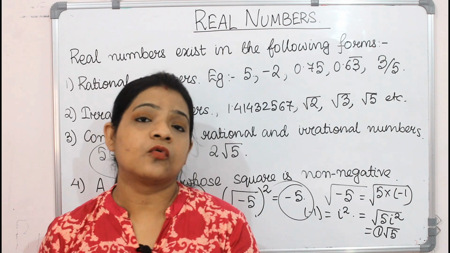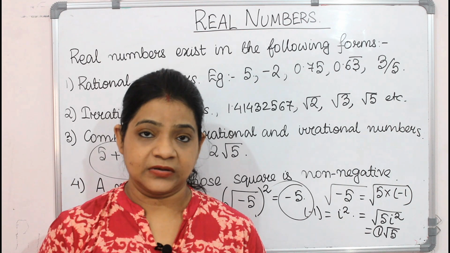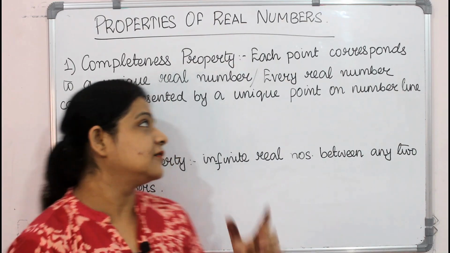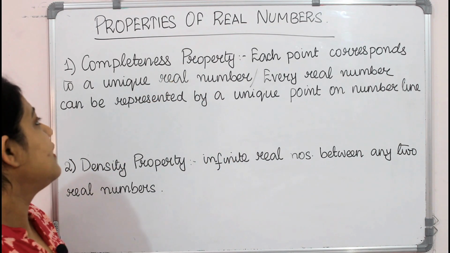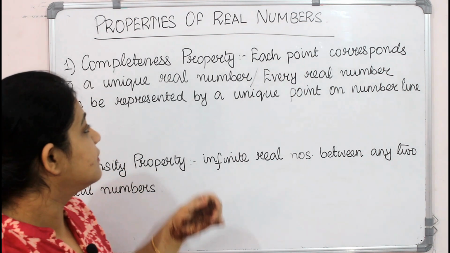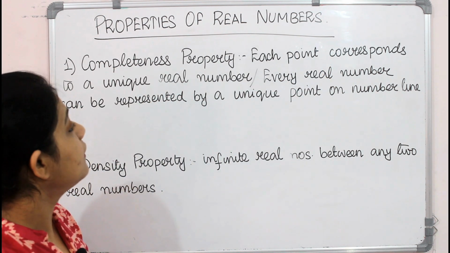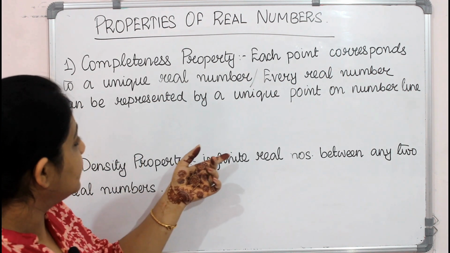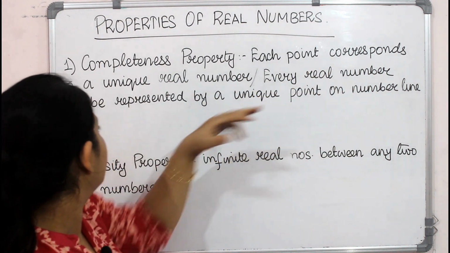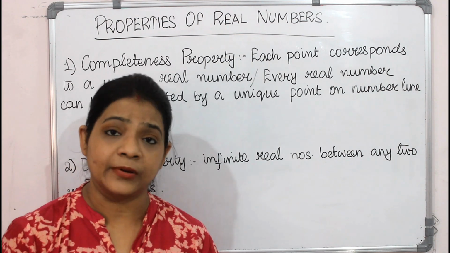Next we are going to look into the properties of real numbers. These are the two properties of real numbers. First is the completeness property, so let's read this. Each point corresponds to a unique real number on a number line, or every real number can be represented by a unique point on a number line.